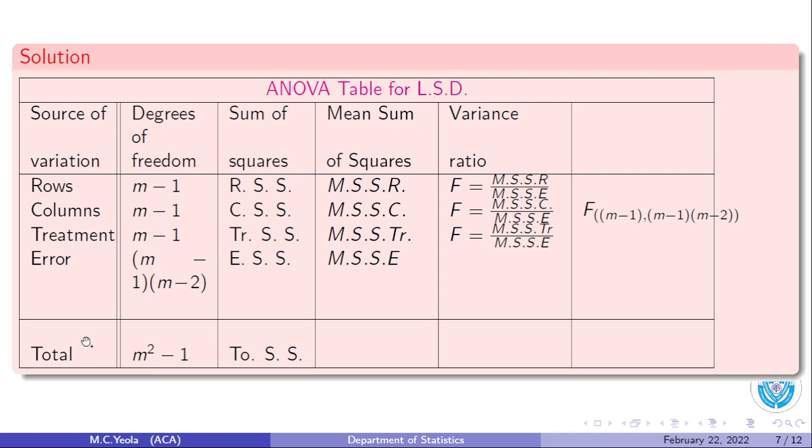So after getting all these values, we put this information in the ANOVA table. We are having a general ANOVA table like this here. Sources of variation: we are having rows, column, treatment, error and total here. Their corresponding degrees of freedom: m minus 1, m minus 1, m minus 1, m minus 1 into m minus 2 for error, and total degrees of freedom is m square minus 1 here. Their corresponding sum of squares, mean sum of squares, and corresponding F ratios we are having here.